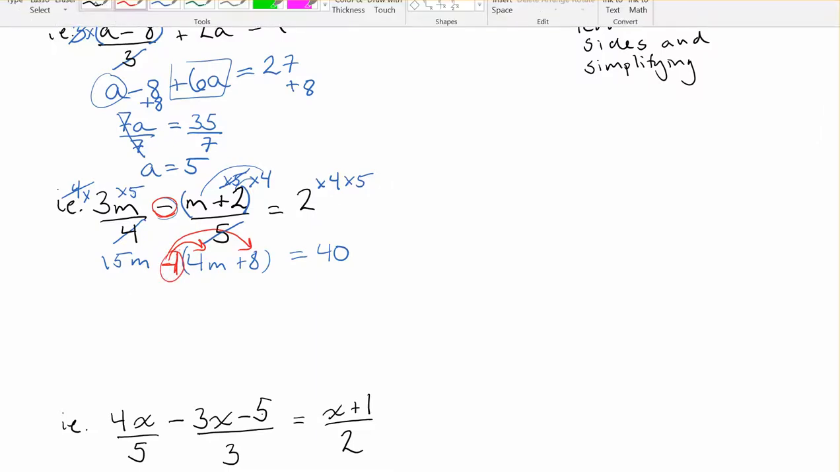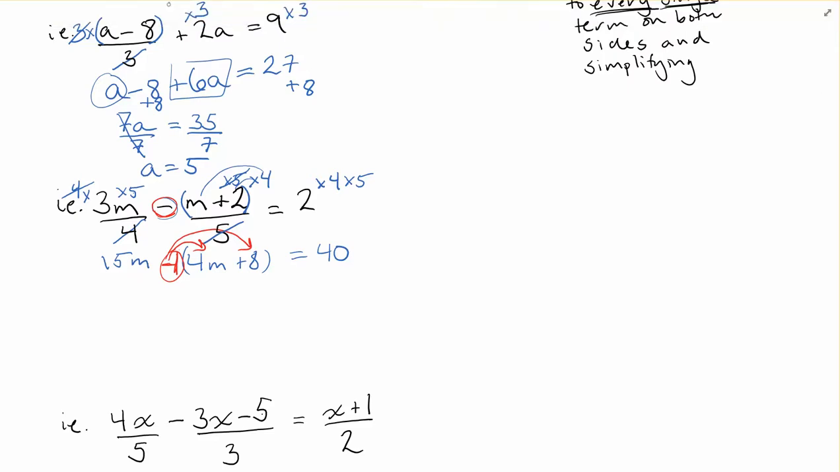So we're going to be left with 15m minus 4m minus 8 is equal to 40. Combining like terms, 15m and minus 4m is going to get me to 11m. And I'm going to go plus 8 on this side and plus 8 on this side. So that's going to get me to 48 on the other side.